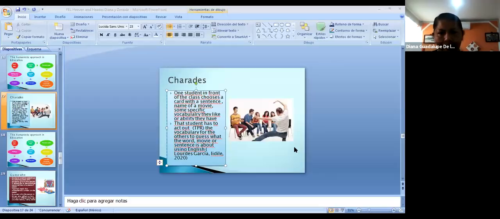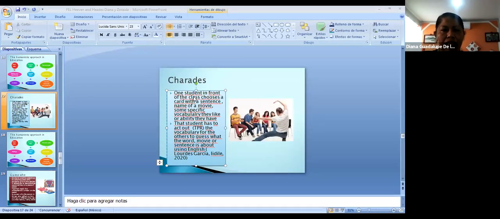These caras y gestos, we know the activity is for students to mime in front of a class. But how can they be different from the typical or normal game that we have when you choose or select a card, and then you have in front of a class a student representing the card that he read?